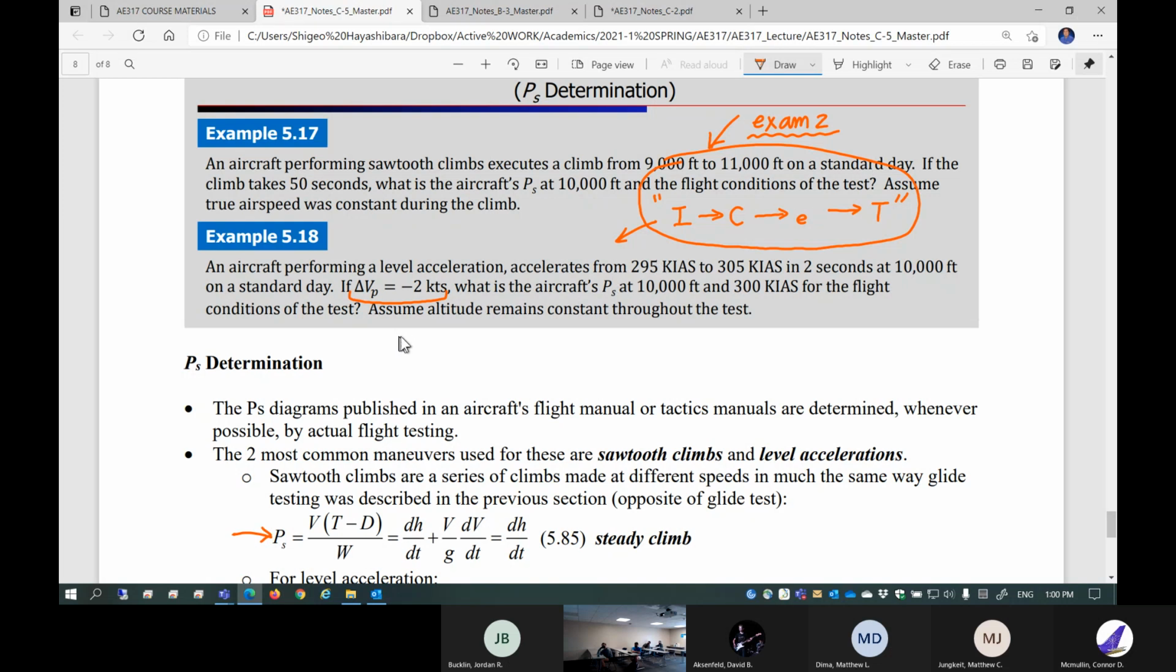Everything is given. If I make you do this, I give you, of course, delta Vp, I give you the F factor, I give you the density, actually OAT. You can do it easily, okay? But this could be included in exam 2, okay?